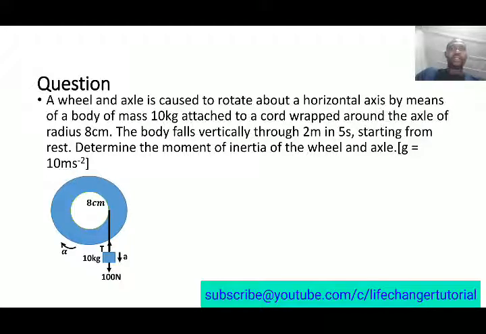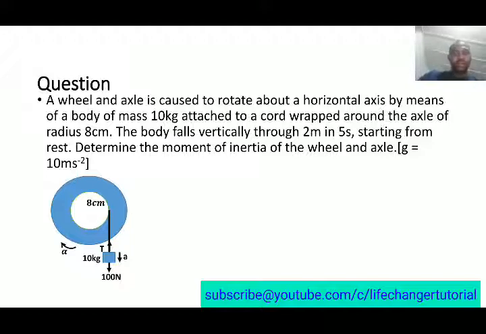In this question, we have that a wheel and axle is caused to rotate about a horizontal axis by means of a body of mass 10 kilograms attached to a cord wrapped around the axle of radius 8 centimeters. The body falls vertically through 2 meters in 5 seconds starting from rest. Determine the moment of inertia of the wheel and axle. So we are asked to find the moment of inertia of the wheel and axle.